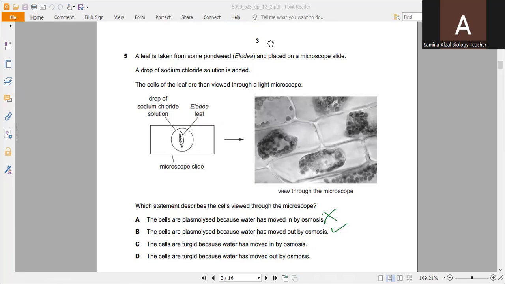The cells are turgid because water has moved in by osmosis. Water is not moving inside because the outside solution is sodium chloride, which has lower water potential in comparison to the internal water. The cells are turgid because water has moved out by osmosis. Cells are plasmolyzed when the water moves by the process of osmosis. So here B is the correct option.